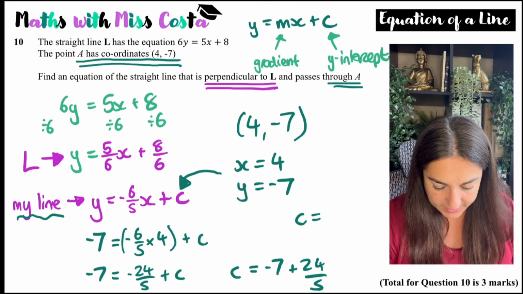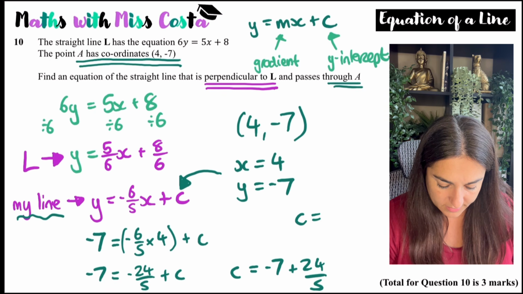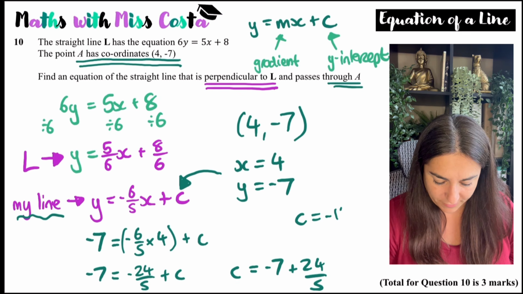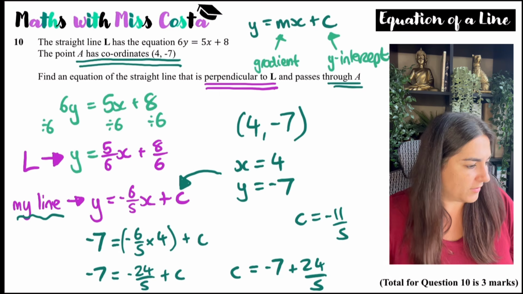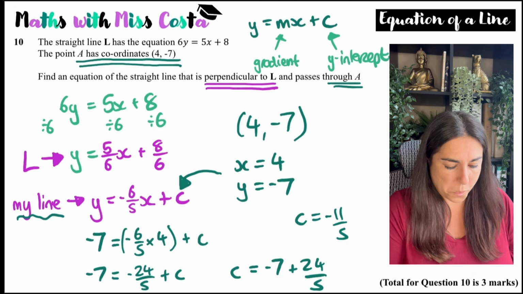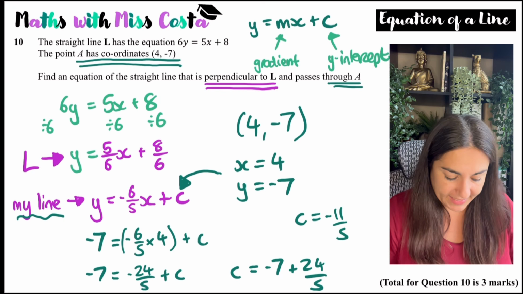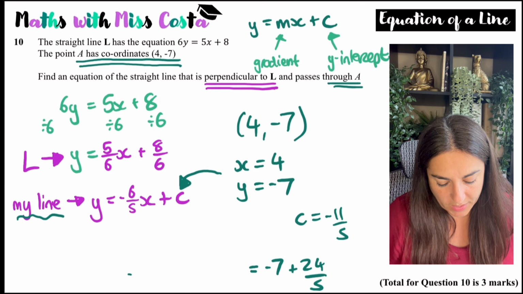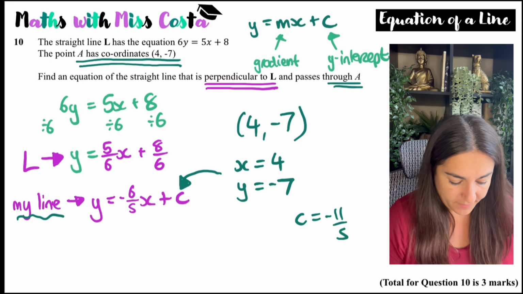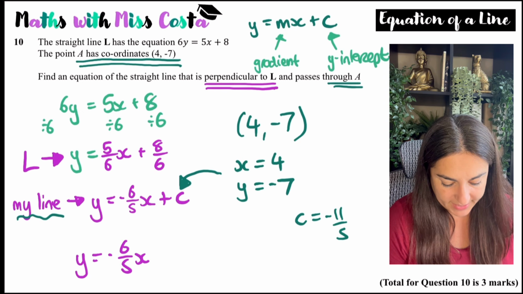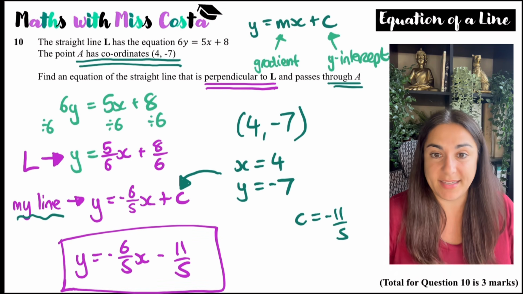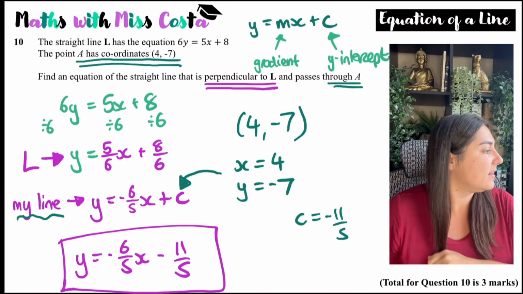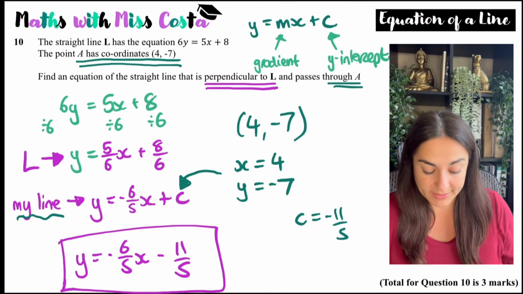So that's it. C is -11/5. Let me just double check that I did that. -7 plus 24/5. Yeah, -11/5. So C is -11/5. So I have the equation of that line. y is going to be -6/5 x minus 11/5. So remember, whenever we're dealing with any of these kinds of questions, always get the equation of the line in its form, y equals mx plus c.